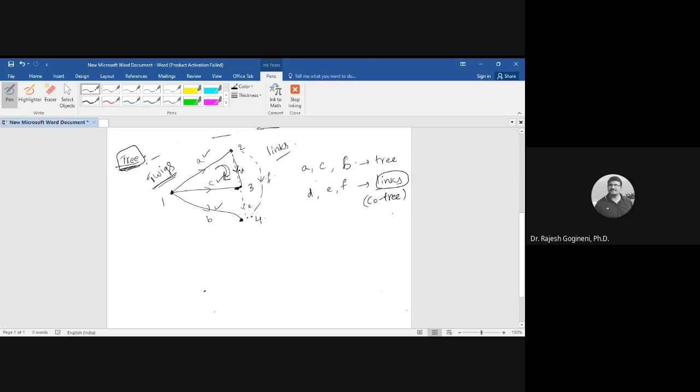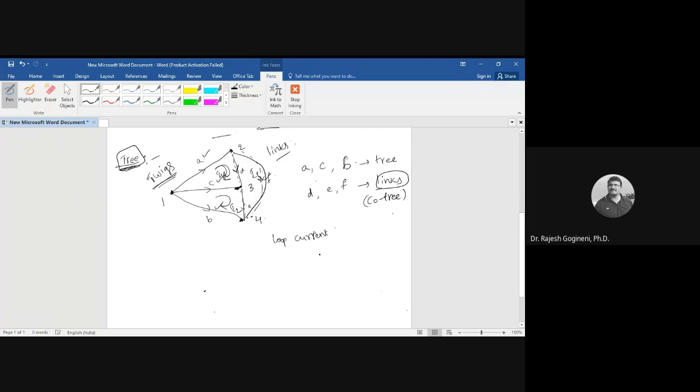Suppose we add D, there is one current. Let us assume this is I1. If we add E, we get one more current, I2. And if we add the third link, F, we get one more current, I3. So for any tree, each addition of a link forms a closed path. That means one loop current will exist for each link.